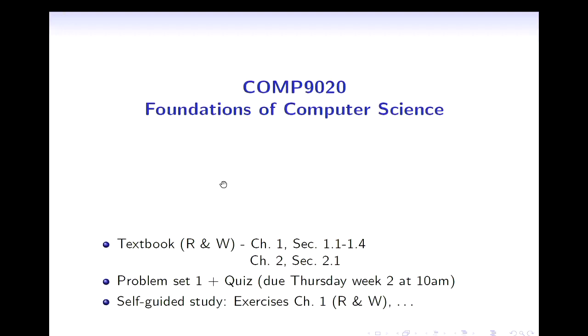Welcome, everyone, to this year's Introduction to Computer Science, Comp 9020, or Foundations of Computer Science, I should say. I will always, every week, have a set of slides that will start with an overview of what we are going to look at. This is going to be the main textbook. R and W stands for the two authors. I will say more about this textbook in just a minute. And I will also point out which chapters and which sections we will be looking at in that week.